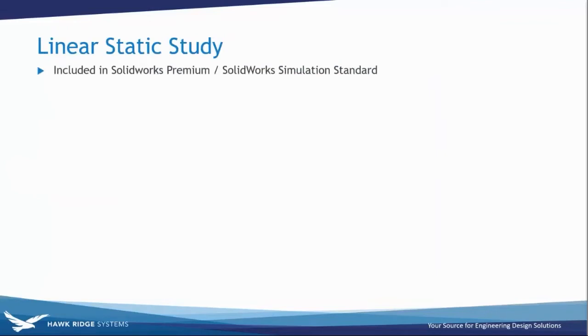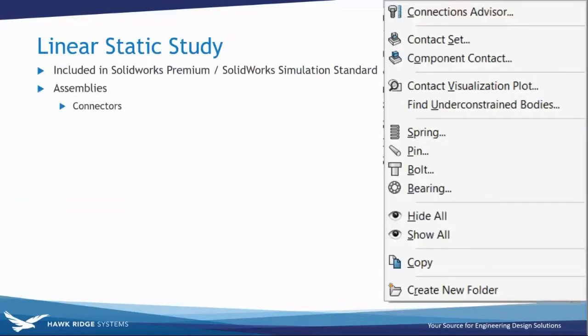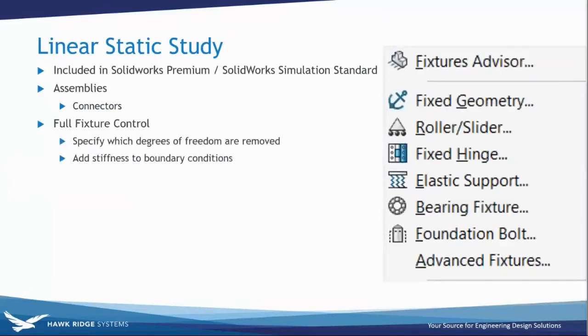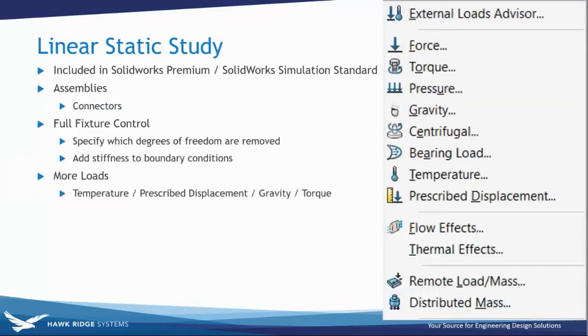So today I'm going to be using a linear static study to solve my problem. With simulation, you can simulate assemblies or multi-body parts. In order to define how the components interact, you can add connectors. There's even specific connectors to help you validate bolts, pins, springs, and bearings. You have lots of control over fixtures as well. You can apply them to faces or edges, choose which degrees of freedom you want to restrict, and can even add a stiffness to a fixture.